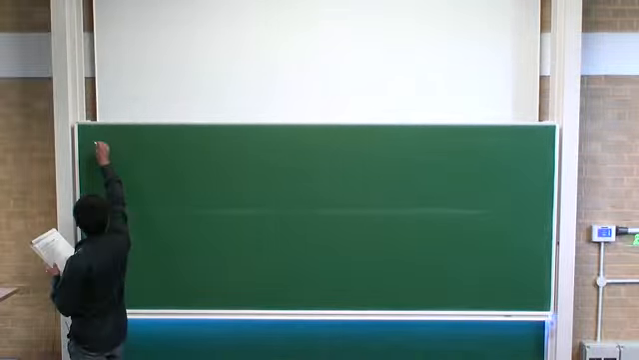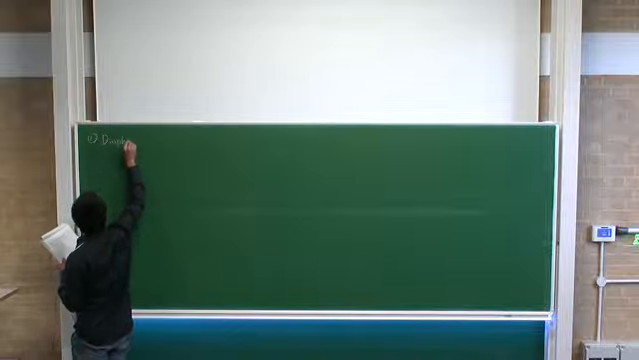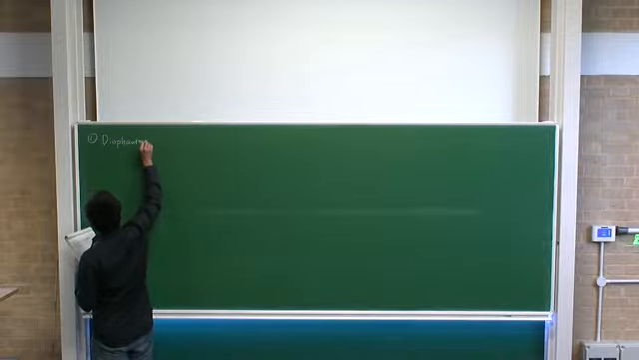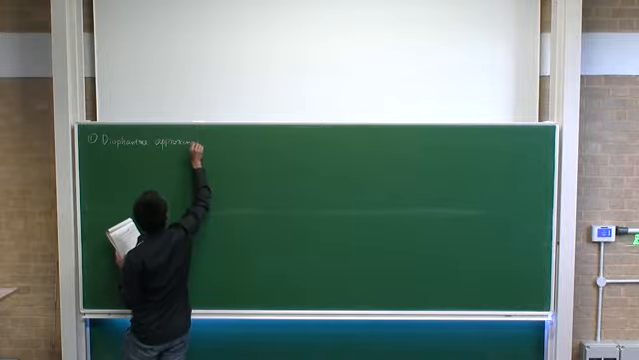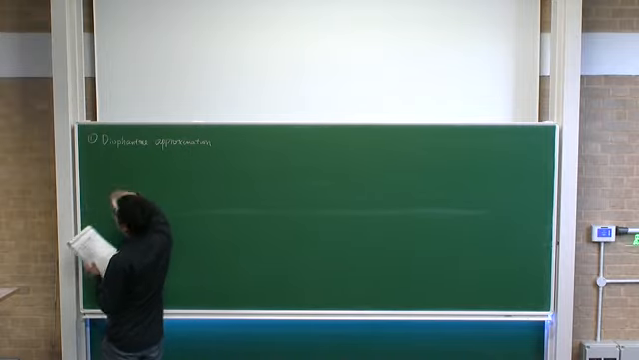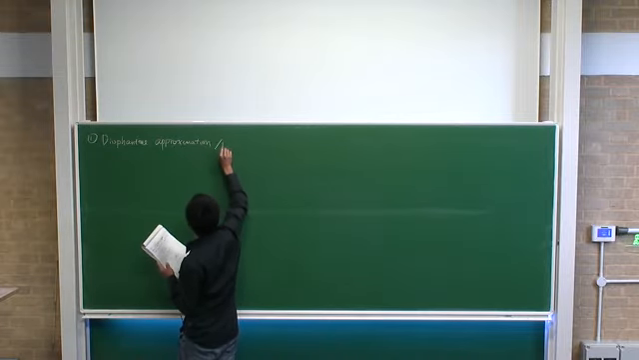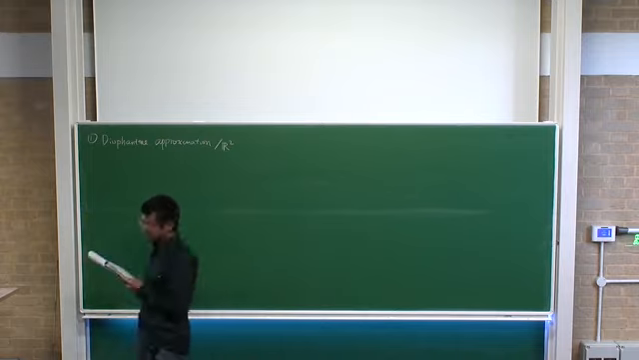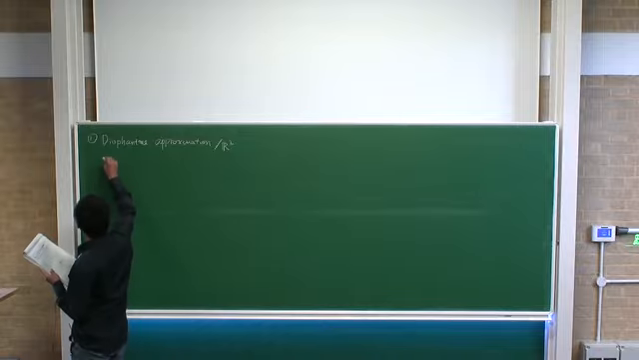So I will start with the Diophantine approximation. I only talk about the Diophantine approximation in the two-dimensional Euclidean space. So let me introduce some notation.